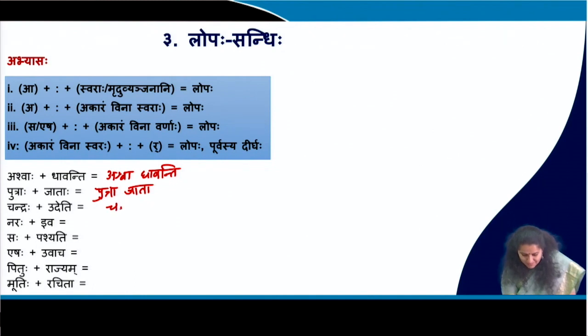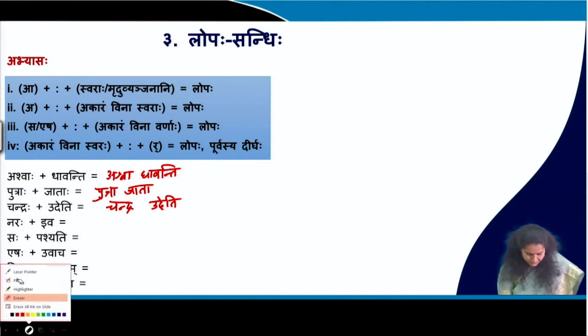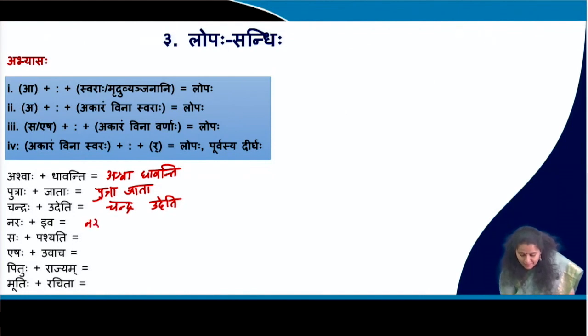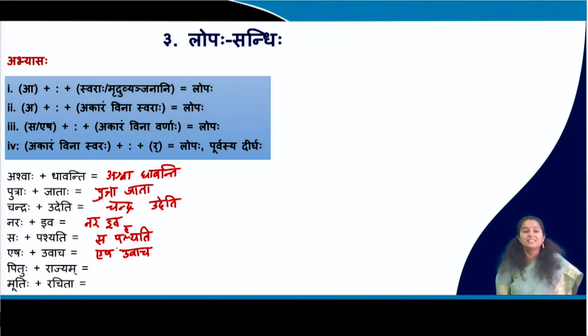Kim bhavishyati? Chandra plus udeti. Okay, because it is starting with a different vowel other than the akara, the visarga can be removed because that's the final form. Tatra, astu. Naraha plus iva? Nara iva. Uttamam. Saha pashyati? Sa pashyati. Okay. Or you can even say sa pashyati, the shakara can be done in that way. Next, eshaha uvacha. Esha uvacha. Astu. Tatra shakara asti.